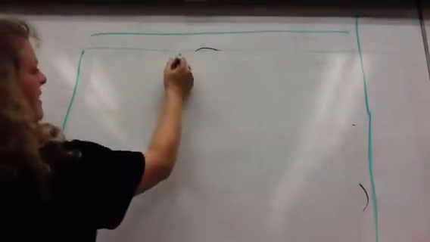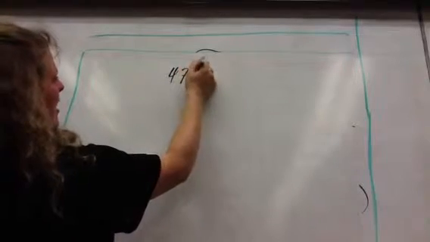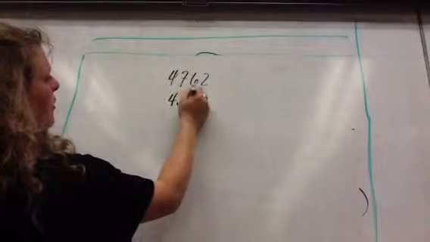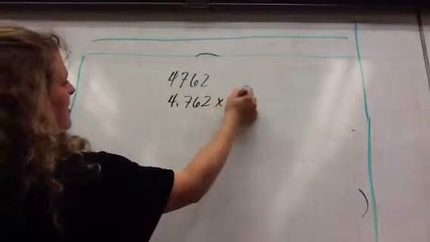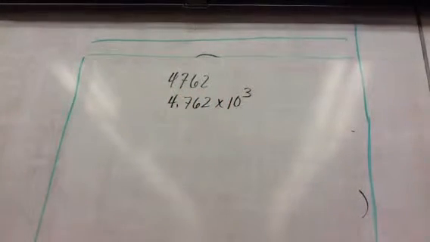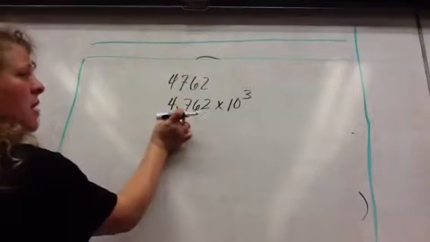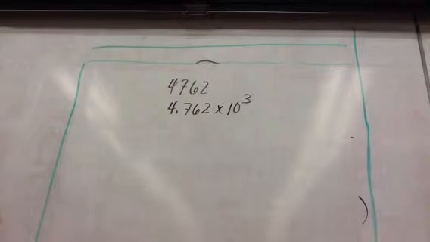Okay, when we're doing scientific notation, you all know the basics. 4,762 is equal to 4.762 times 10 to the third. Very simple, very easy. When we're making a very large number smaller, we have a positive exponent.